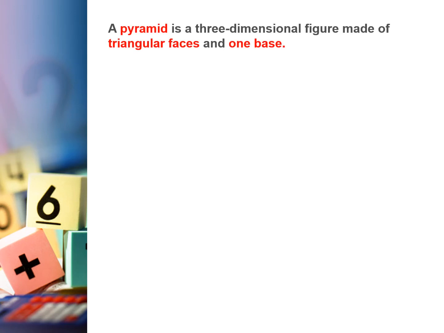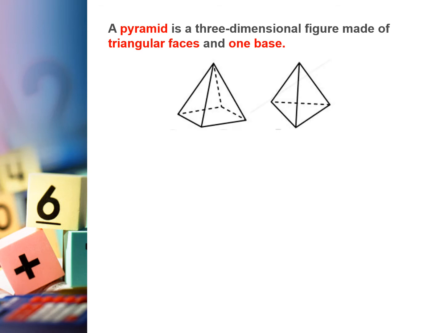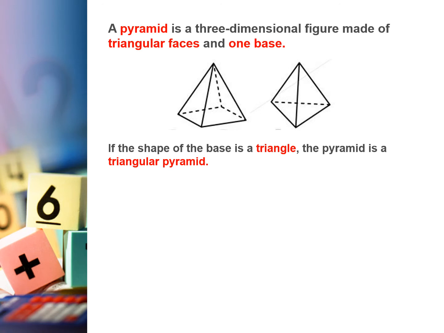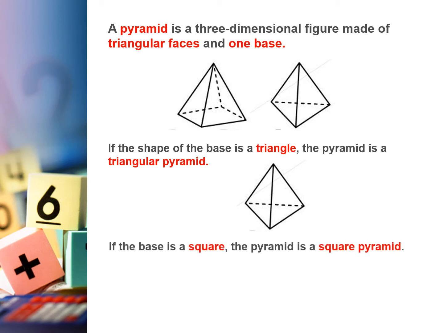Now, what is a pyramid? A pyramid is a three-dimensional figure made of triangular faces and one base. So here are the examples. The ones that you can see on the screen are examples of pyramids. Take note, my dear students, if the shape of the base is a triangle, the pyramid is a triangular pyramid. And if the base is a square, then the pyramid is a square pyramid.